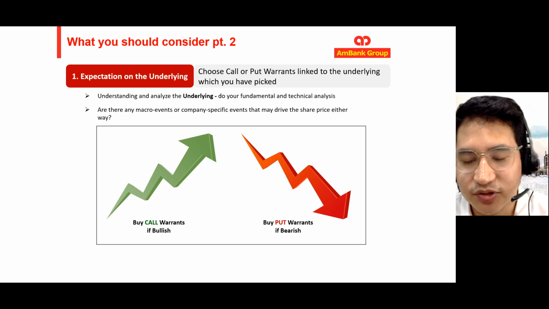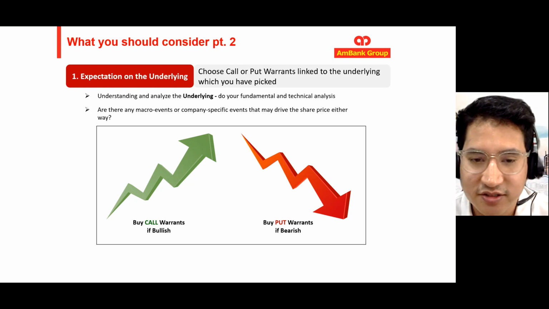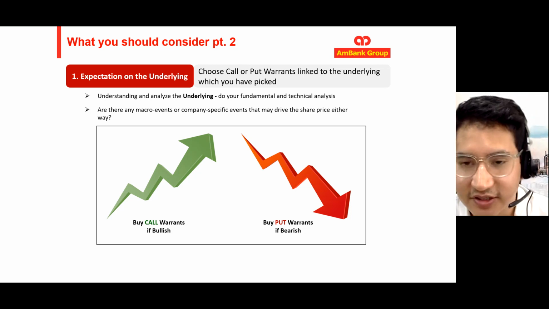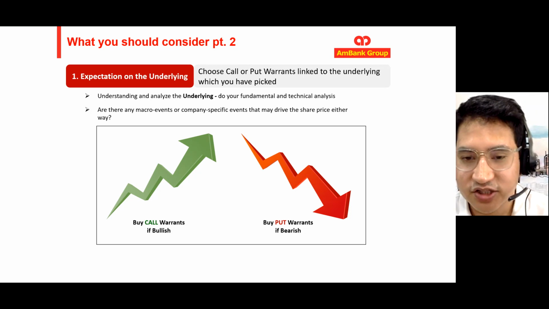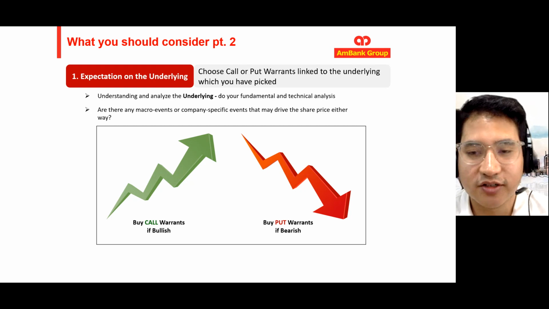So say for example you think MyEG is bearish because there's going to be bad news coming up. So you can buy MyEG put warrants, so that when the news comes out, for example, and the share price goes down, your put warrant price or value will go up. So those are the things that you need to know. So you need to understand and analyze the underlying.